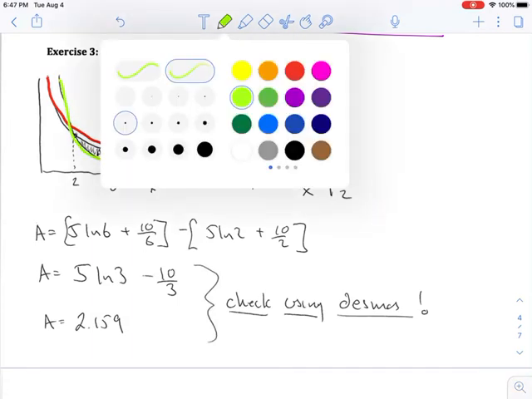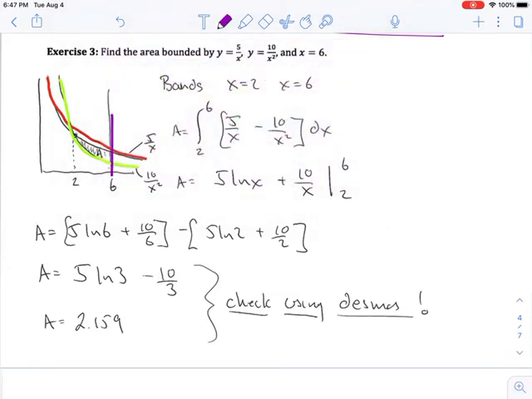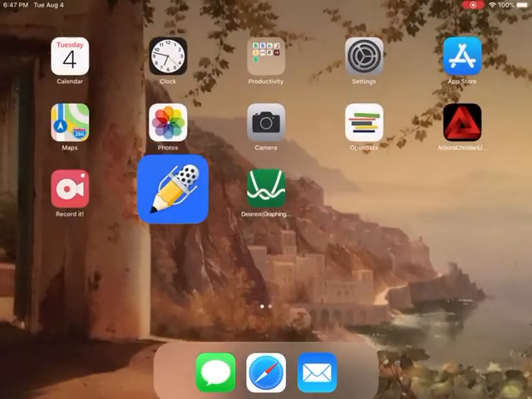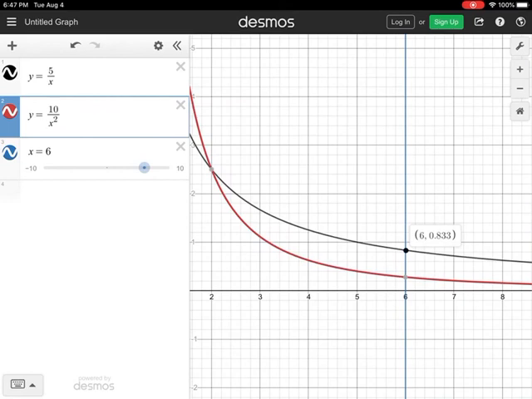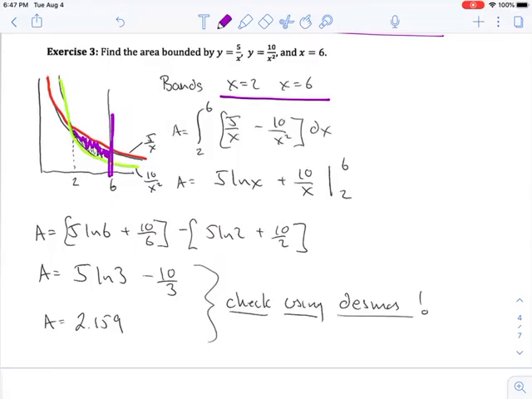And then, of course, we've got x equals 6. So we're looking at all of that area in there. It's important to get a good look at what you're doing. All right. So the bounds are from x equals 2 to x equals 6. Well, clearly the right bound is 6. And, of course, we just found the left bound in Desmos. That's the point right there, the point 2, 2.5, the point of intersection. You could also set the two equations equal to each other and solve it algebraically. So the left bound is 2, the right bound is 6.